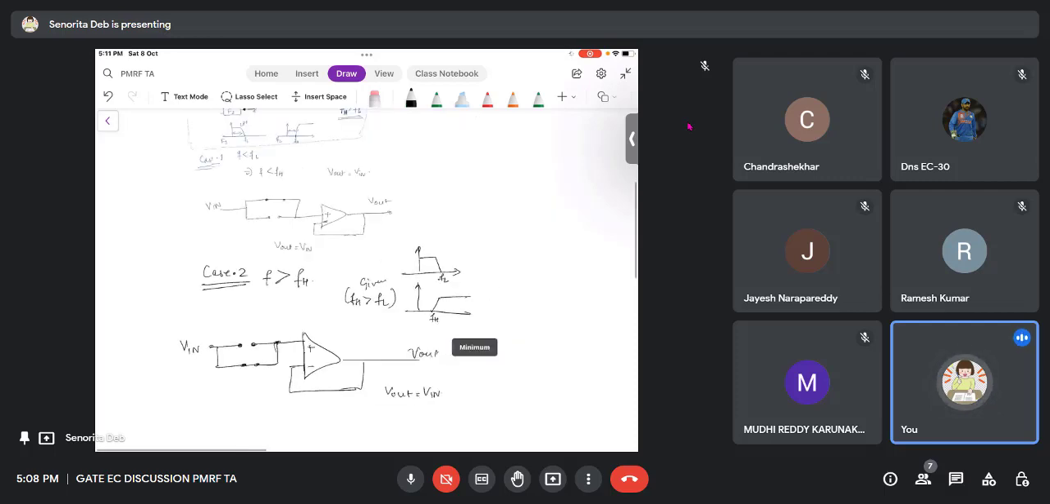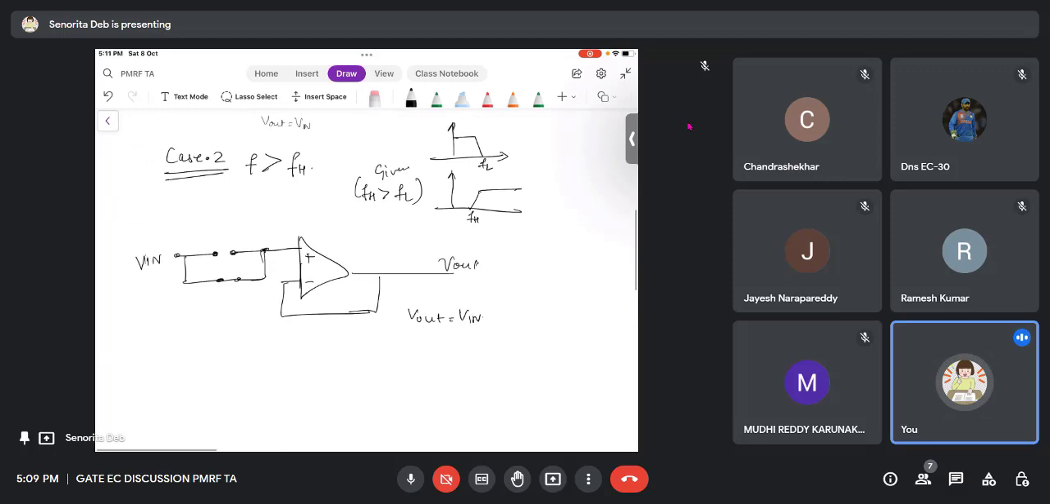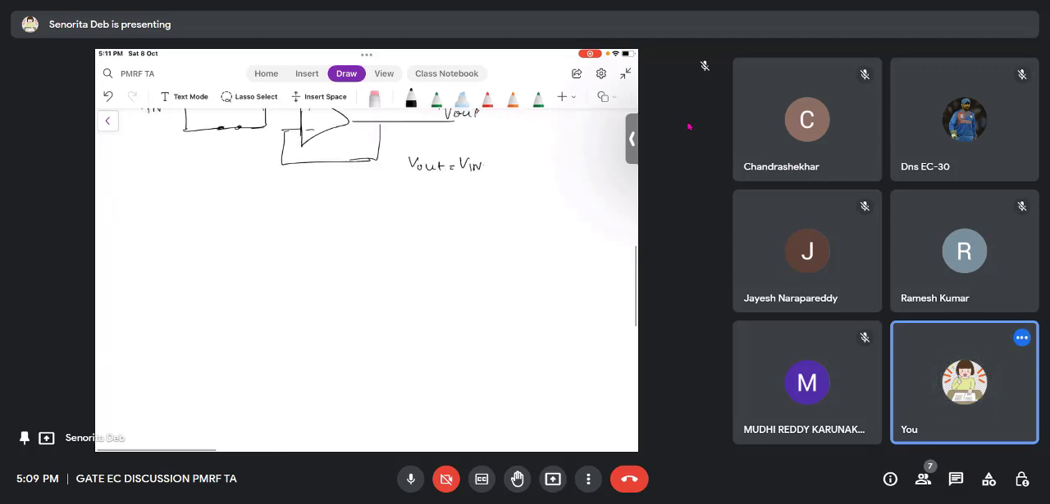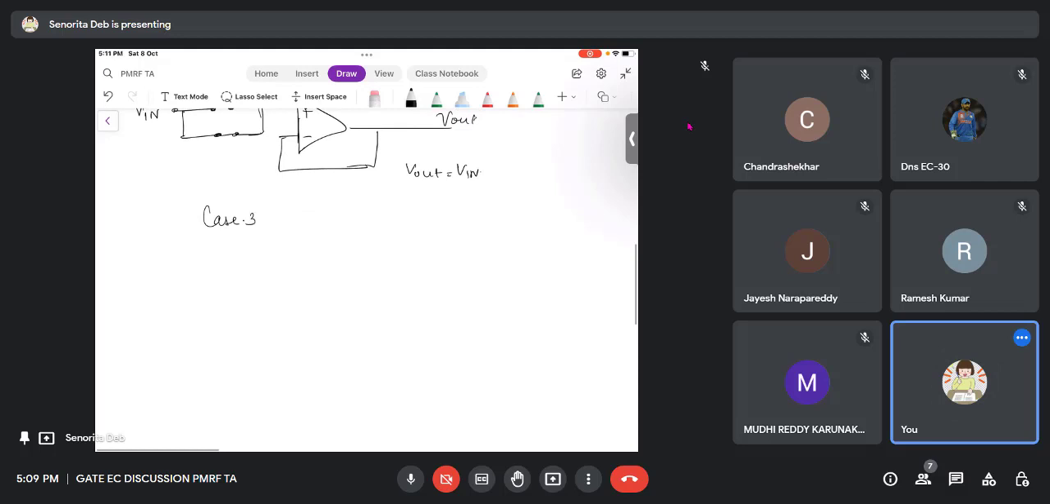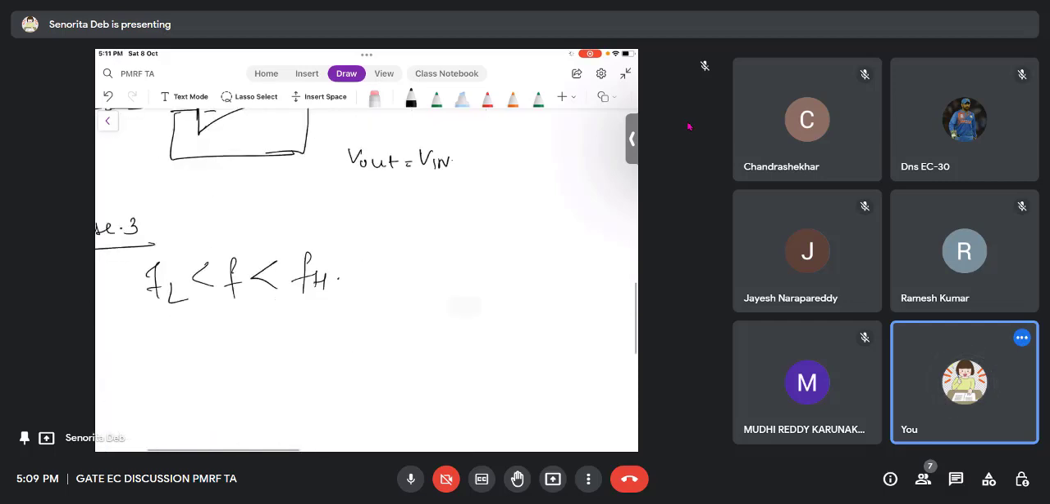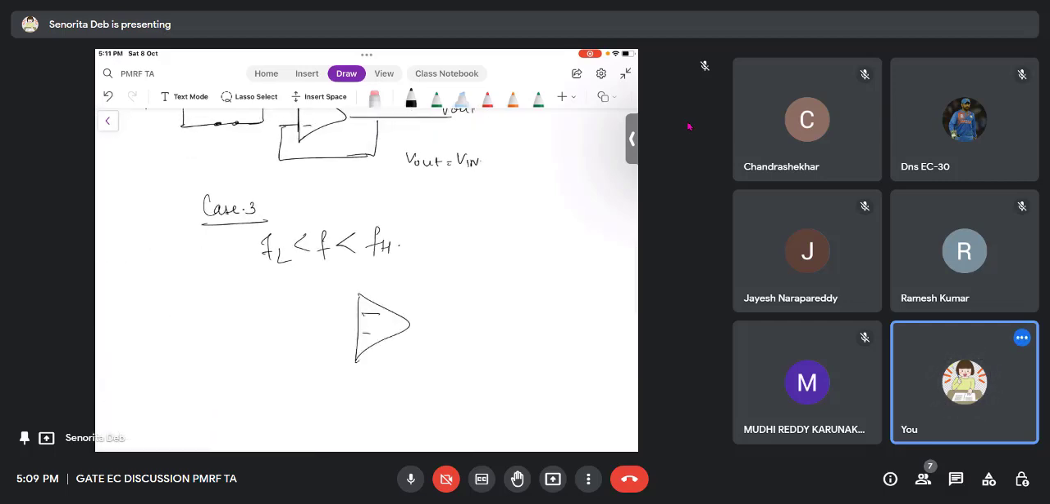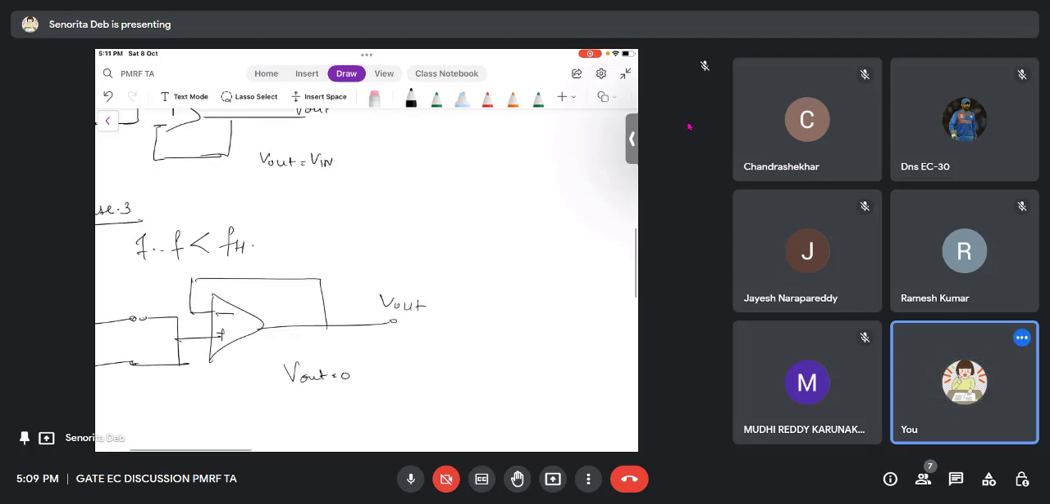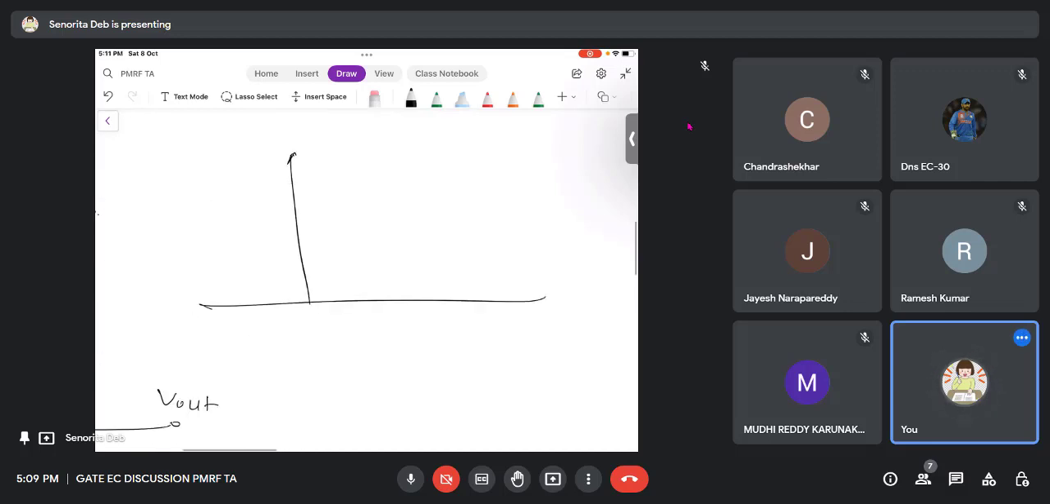Now let me take the next case, case 3, where F is between FL and FH. If F is between FL and FH, you can see that it is in this region, and therefore both the filters are going to be off. This is off, this is off. So V out is nothing. Here I am not getting any input. V out is 0. Therefore, between FL to FH, you don't get anything.